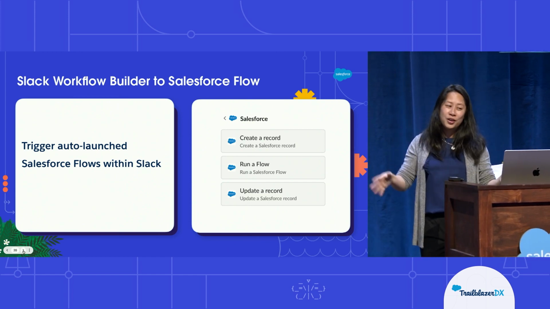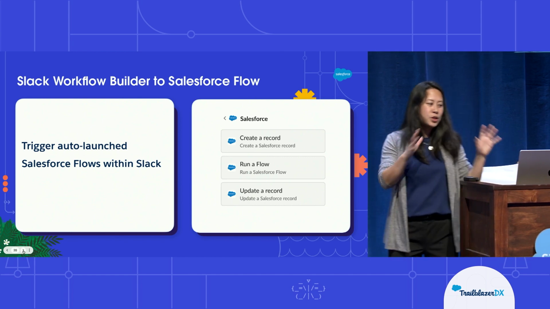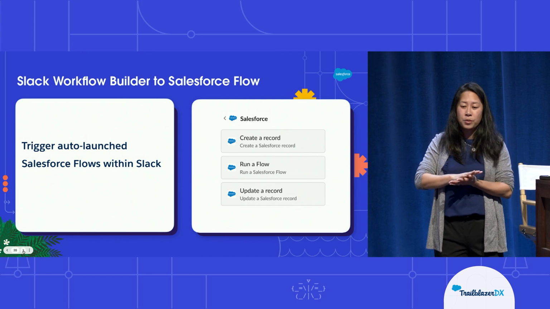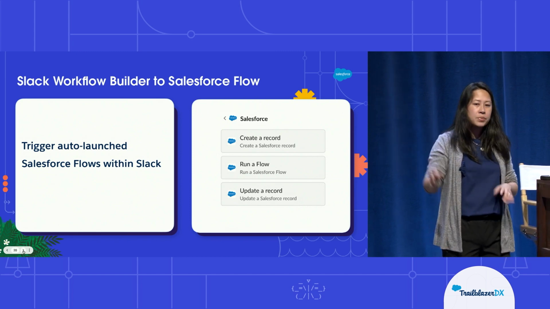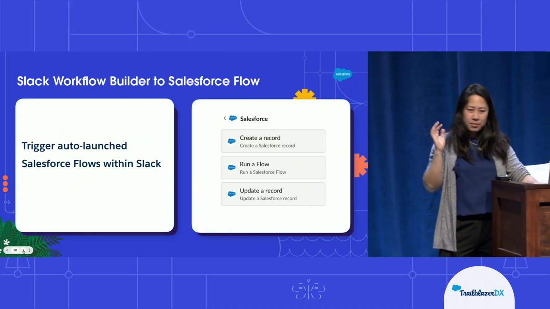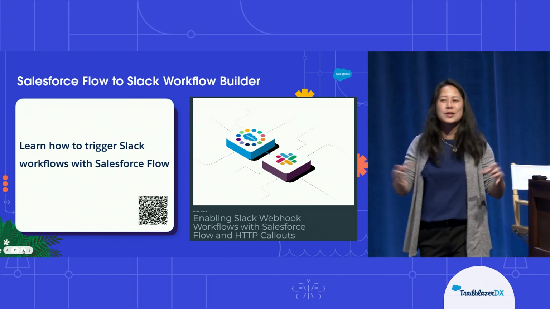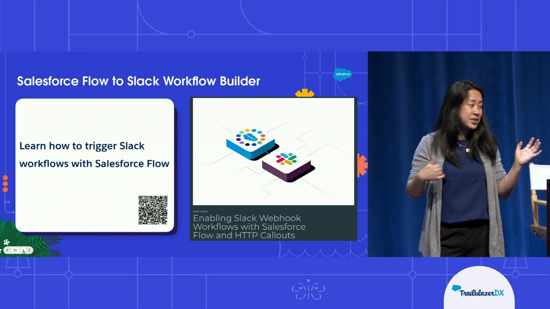I know a lot of you are very familiar with Salesforce Flow. So we talked about Workflow Builder, and there is a step in Slack's Workflow Builder where you can run a flow, and that's the one I used at the very beginning of the demo. For those of you who have a lot of Salesforce Flow, and maybe less familiar with Workflow Builder, how can you get access to all those connectors? How do you have access to all those Slack native steps?